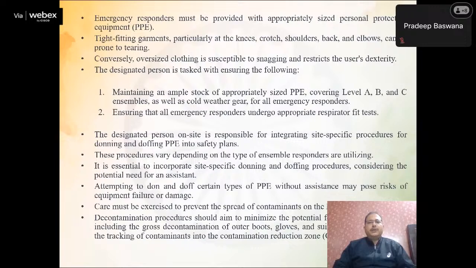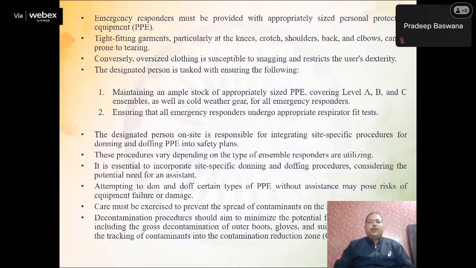The designated person on site is responsible for integrating site-specific procedures for donning and doffing PPE into safety plans. Again, there should be a protocol. Just as I have already quoted, if the professional or this person is not there and it is an emergency and somebody has to respond, the second in command will come into the picture and he will see, okay, there is an SOP. Even if he is not aware and was not in the overall response mechanism, when he takes charge of the site, he will read this SOP and then he can respond in a proper way. This procedure again may vary depending on the type of ensemble responders are utilizing.